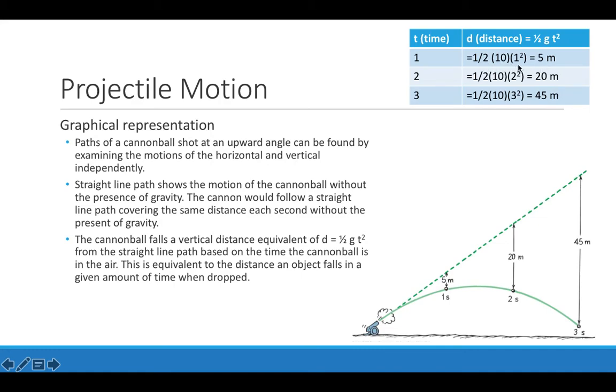And so if I put in time of 1 second, 1/2 times 10 times 1 squared is 5, so it falls 5 meters off that path. And then after 2 seconds I go through the same process and it falls 20 meters, and then 45 meters. And if I show that that's actually where the cannonball would be, I can connect those points and it shows that projectile motion.